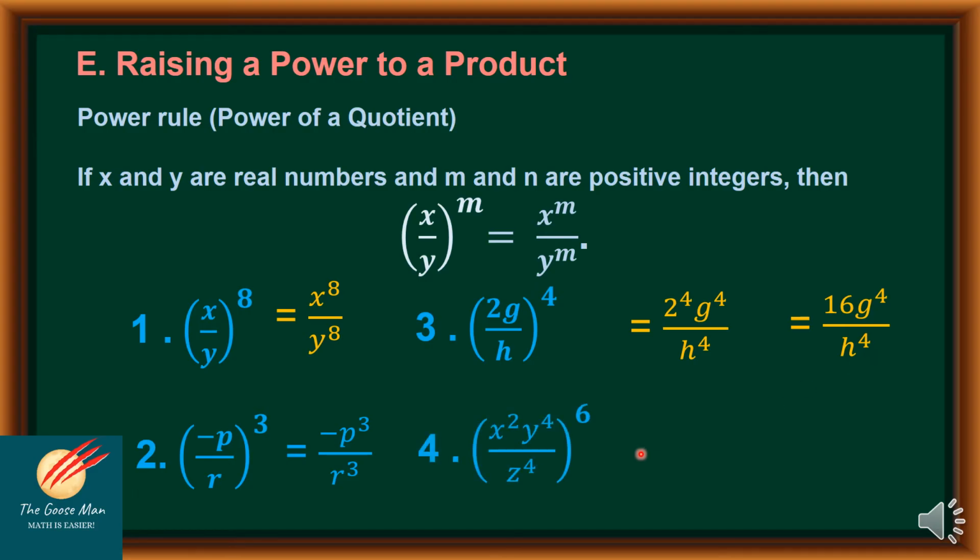Next one, I have x squared times y to the fourth power all over z to the fourth power raised to 6. Again, I'll distribute 6. So 2 times 6, then copy the variable x. Then we have 4 times 6, and copy the variable y. And z raised to 4 times 6. Simplifying it further, I have here 2 times 6 is equal to 12, 4 times 6 is equal to 24, and 4 times 6 is equal to 24. And don't forget to copy the given variables.